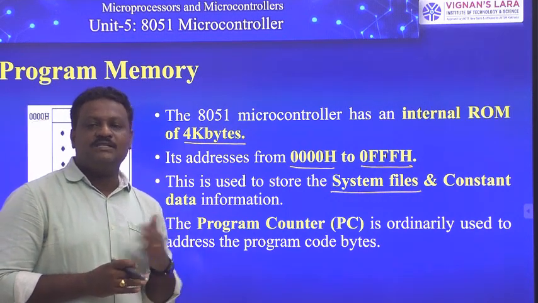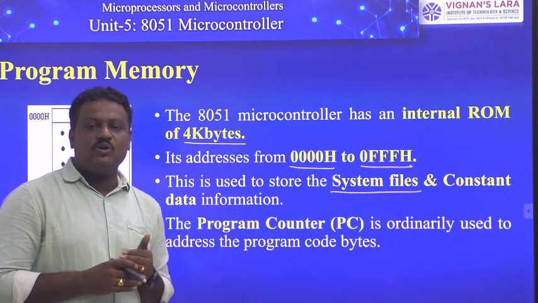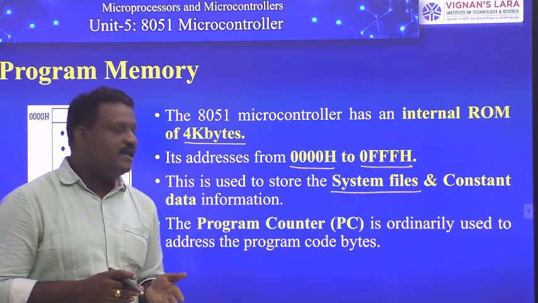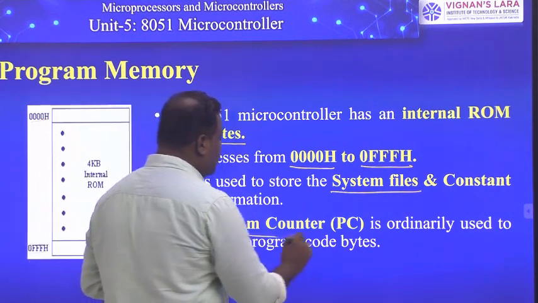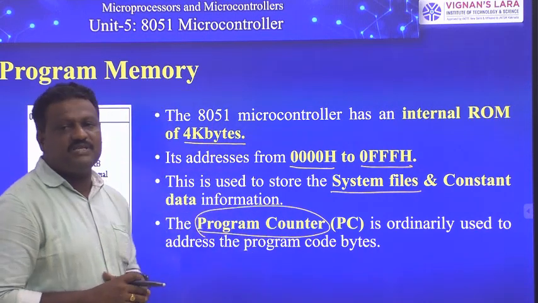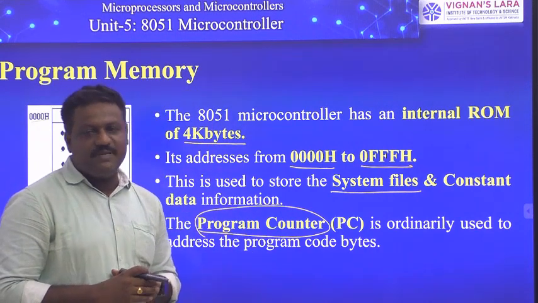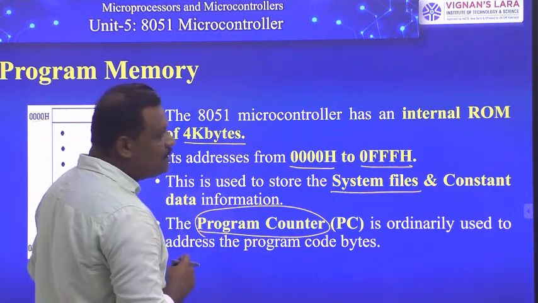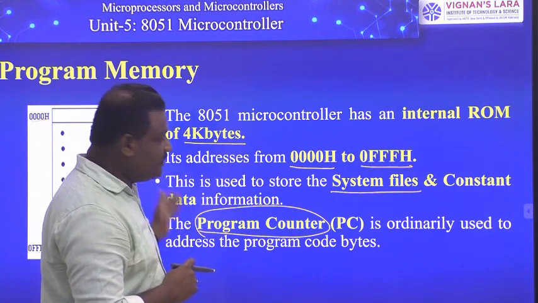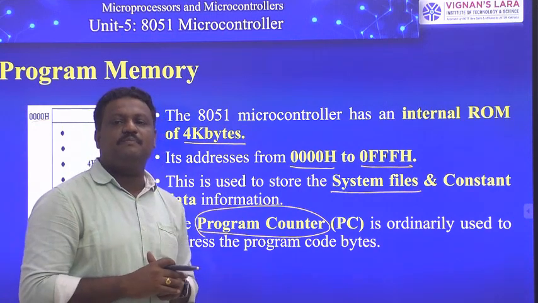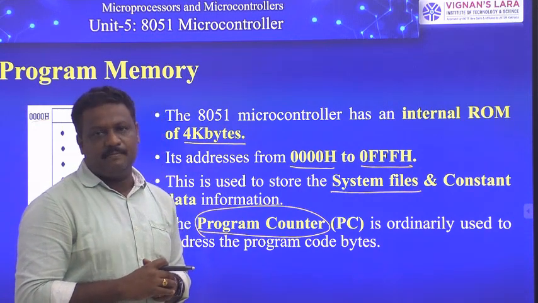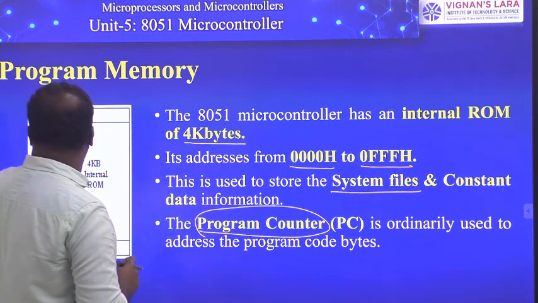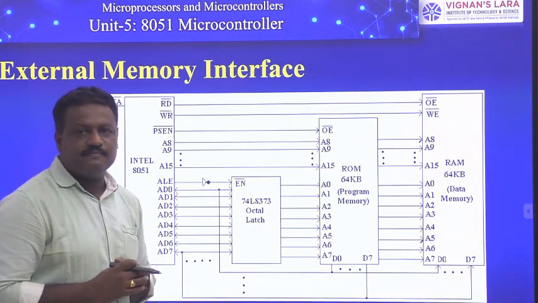And in order to access the instructions or codes from this program memory, we took the help of a register called program counter, PC. Program counter PC is used to access the codes of this program memory one by one. That is the time I took the help of this program counter PC. So this is about my internal program memory.